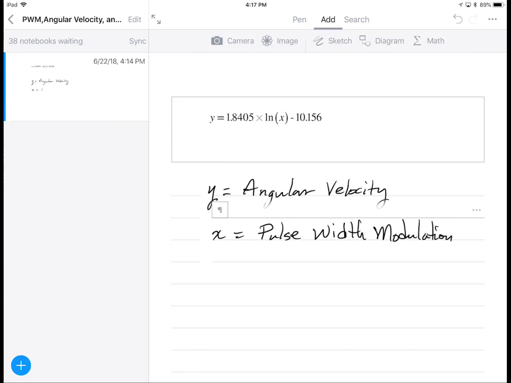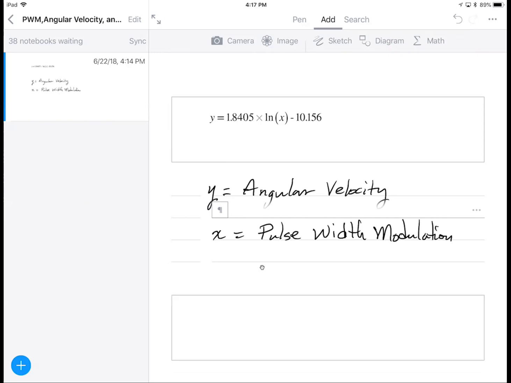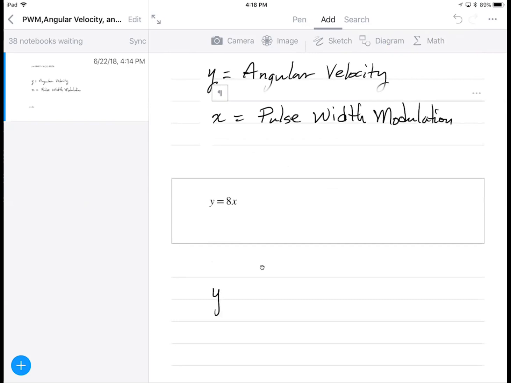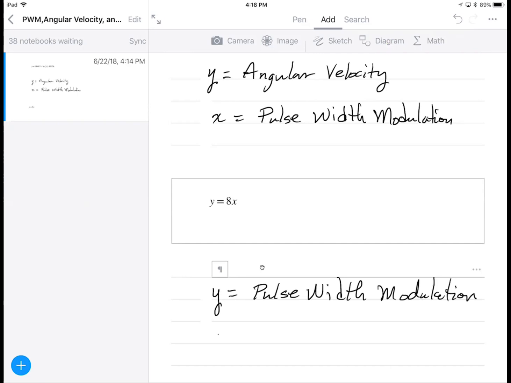Okay. So we know what those variables are. If we're looking for the angular velocity and we know the pulse width modulation that we want to utilize, then we can just use this to produce that. The other equation is y is equal to 8x. In this particular case, y happens to be equal to the pulse width modulation, and x is going to be the raw count.